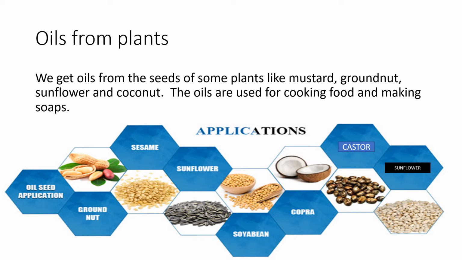Oils from plants. We get oils from the seed of some plants like mustard, groundnut, sunflower and coconut. The oils are used for cooking food and making soaps.